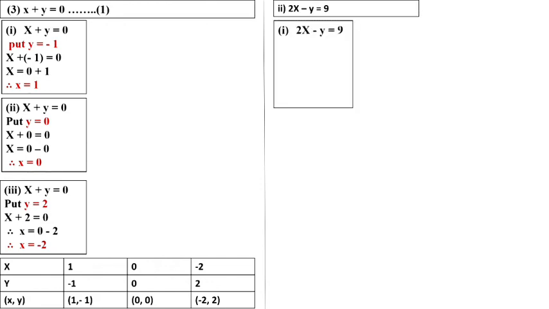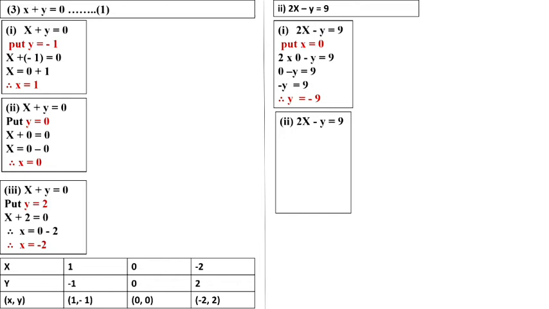So 2x minus y equal to 9. Here what x value will we take? 0. 2 multiplied by 0, minus y equal to 9. 2 zeros are 0. Minus y equal to 9. Now, for minus y equal to 9, the minus sign will go to the 9. Therefore y equal to minus 9.